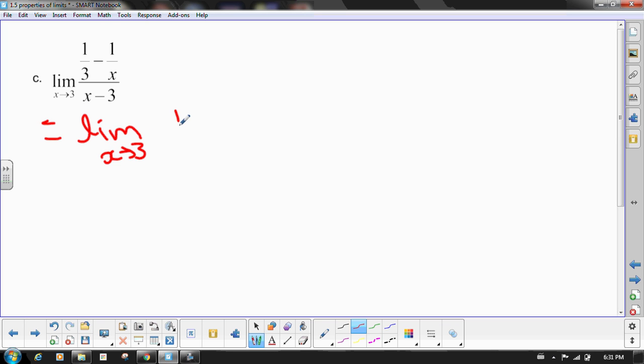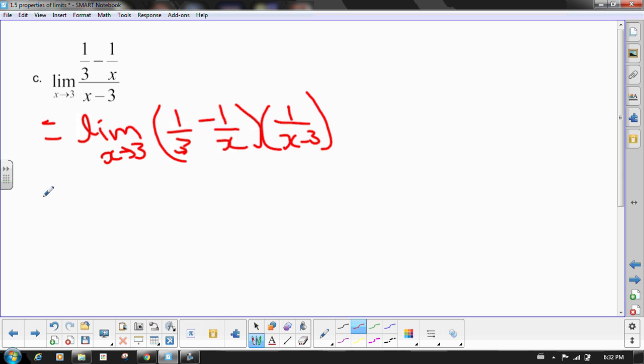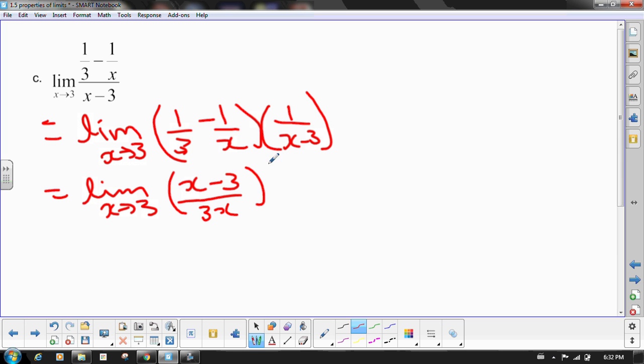Now, before I do anything, I'm actually just going to rewrite it so that we have something that looks a little bit easier to work with. If you're comfortable leaving it with a fraction over fraction, that's fine. All right, so now we need a common denominator. So the first term I'm going to multiply by x. The second term I multiply by 3, and then my denominator is 3x.